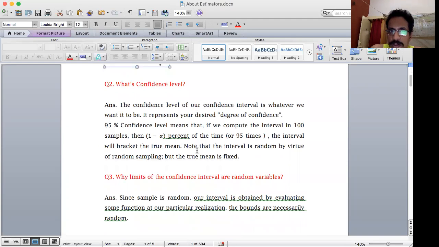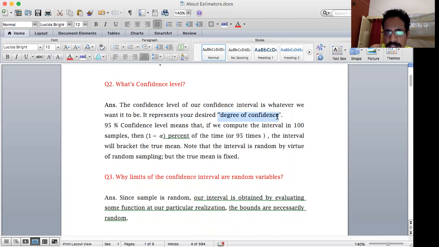Now, what is a confidence interval? What is the confidence level? The confidence level of our confidence interval is whatever we want it to be. It represents our desired degree of confidence. So, a 95% confidence interval, which we use most of the time, means that if we compute the interval in 100 samples, then 1 minus alpha percent of the time, that is 95 times, the interval will bracket the true mean, right? Note that the interval is random by nature, but the true mean is fixed.